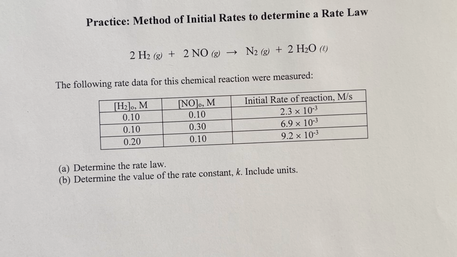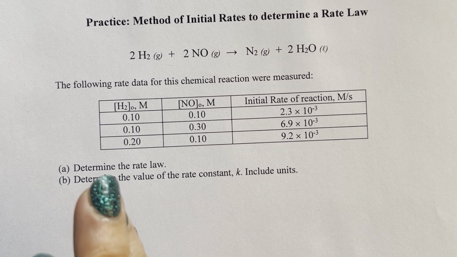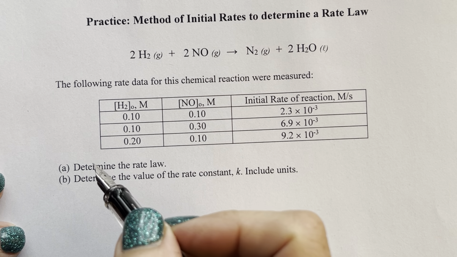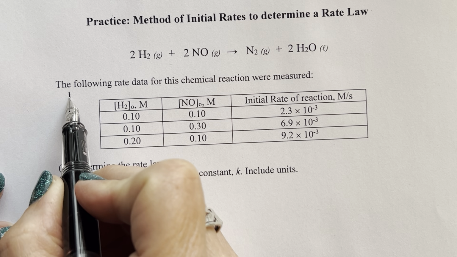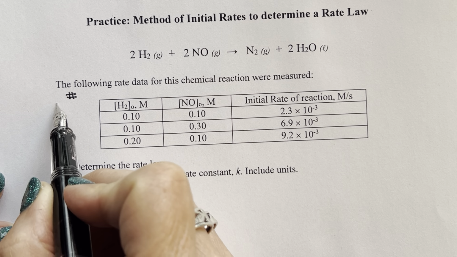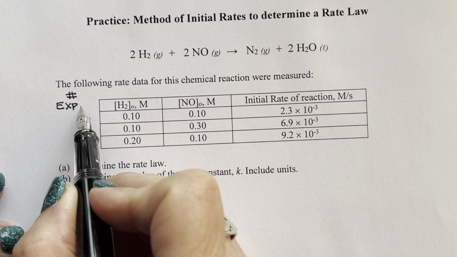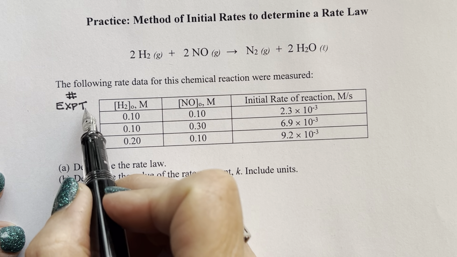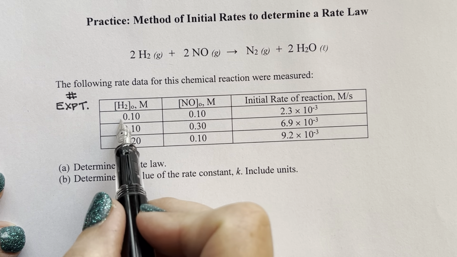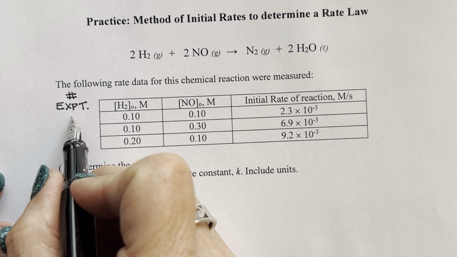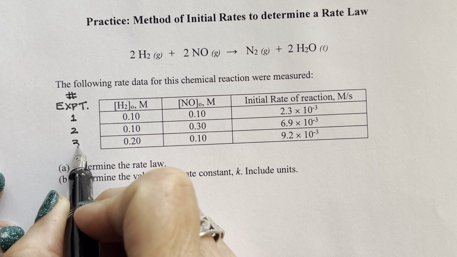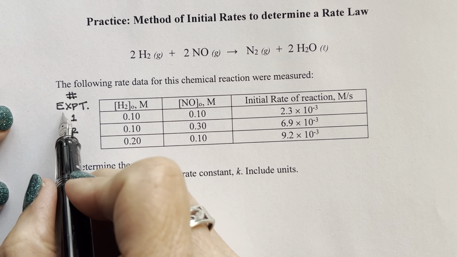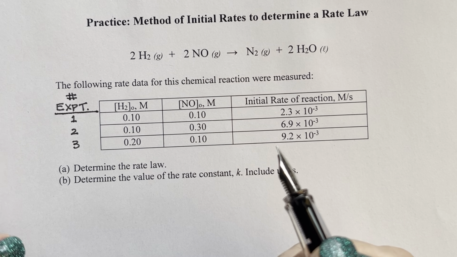Okay. So let us, I think it's helpful for me anyway, to number each one of these experiments, because that can help me sort through which is which. I'm going to call this experiment 1, this one experiment 2, and this one experiment 3. So we'll give this a header.